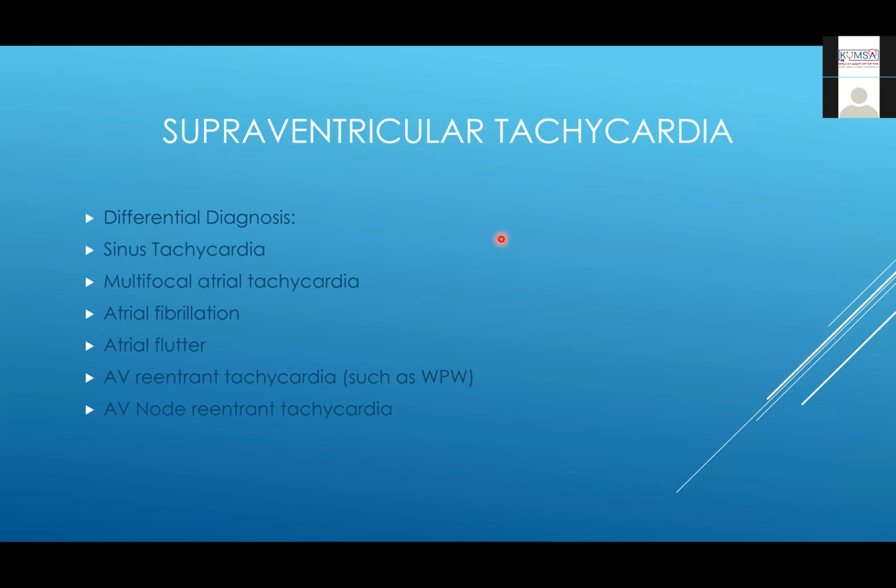So for supraventricular tachycardias, there's a broad range of differentials. Sinus tachycardia could be one of them. Multifocal atrial tachycardia, atrial fibrillation, flutter. AVRT, such as Wolff-Parkinson-White, which we just showed, and AVNRT, which was the ECG that I showed before that, with the P waves within the QRS.